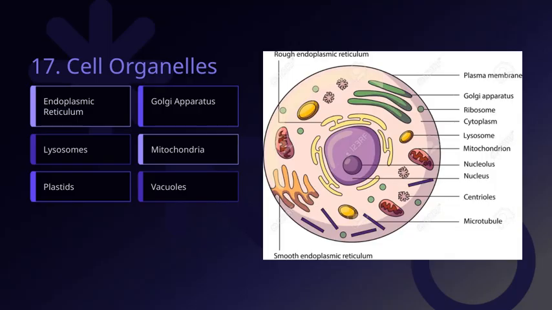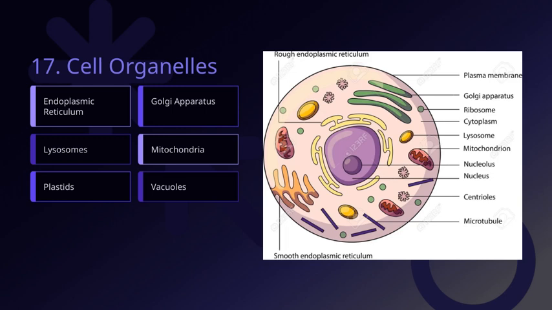Let's take a closer look at some essential cell organelles that keep the cell functioning smoothly. First up is the endoplasmic reticulum, often called the ER. It acts like a manufacturing and packaging system, synthesizing proteins and lipids and transporting them where needed. Next, we have lysosomes, which are like the cell's cleanup crew. They break down waste materials and cellular debris, maintaining a healthy environment inside the cell. Moving on, the Golgi apparatus functions as the cell's post office. It modifies, sorts, and ships proteins and lipids to their final destinations, ensuring everything gets where it should go.